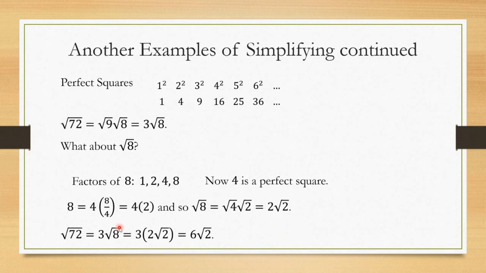So putting that in, we get 3 radical 8 is 3 times 2 radical 2, which is 6 radical 2. And radical 2, of course, that's simplified. Hopefully it should be easy to see that. That's what we get for 72. All right. Now, what questions do you have about this?